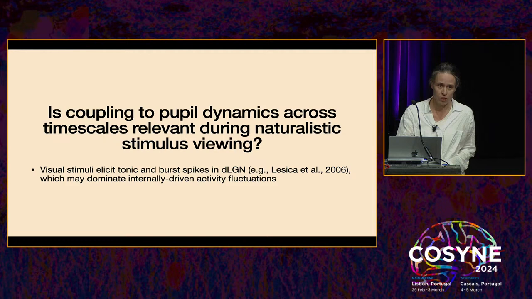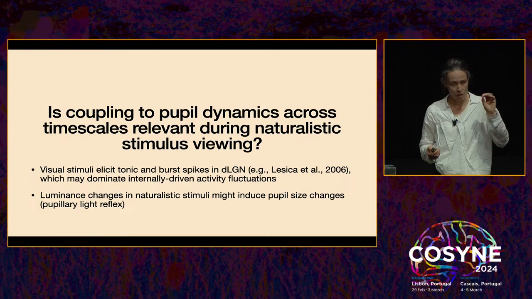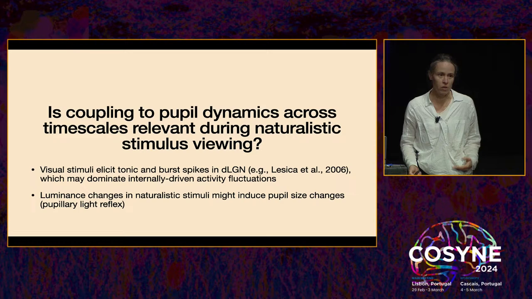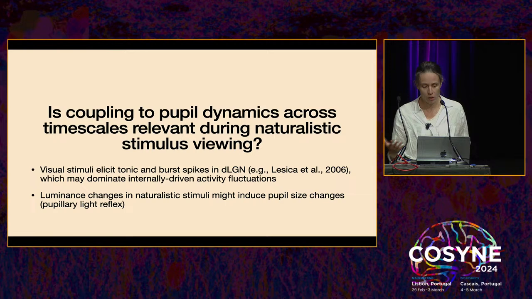And the second issue is that this dynamic naturalistic movie stimulus will have changes in brightness or overall luminance, and that might in turn induce pupil size changes through the pupillary light reflex. So it's a really valid question to ask if these pupil dynamics can be coupled to spiking under these viewing conditions of naturalistic stimuli.